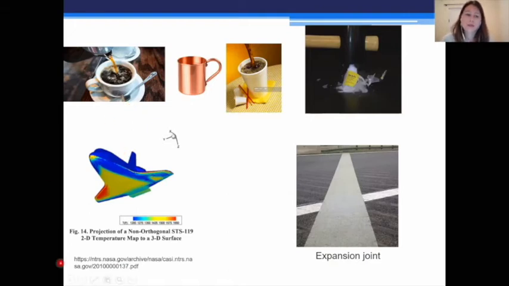Then we have the example of a spacecraft. This is a simulation that has been done by NASA in order to see what temperature each part of the aircraft would experience when entering into the atmosphere. And so you can see that very high temperatures will be reached, and so you need to have a material that has high thermal resistance.